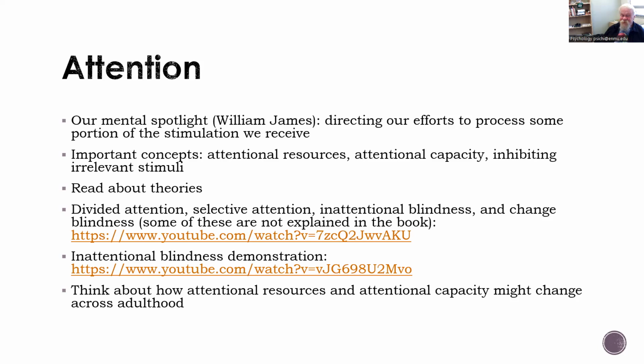All right, so one thing to think about before you take your quiz, think about how attentional resources and attentional capacity might change across adulthood, okay? Do you think an older adult has as much of an attentional focus as a younger adult might, okay? Think about those things.